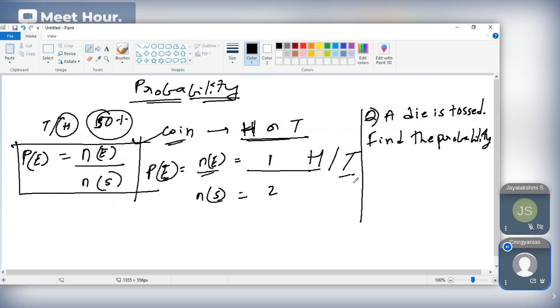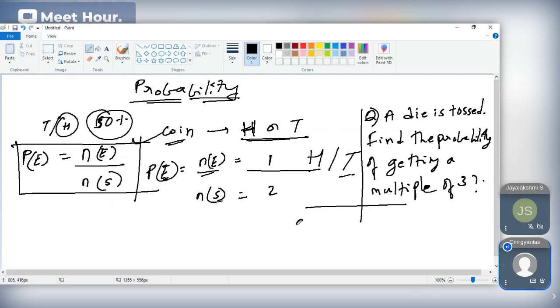Find the probability of getting a multiple of 3. Getting a multiple of 3. So what are the outcomes? In this, what is S? S is the total. So in a die, 1, 2, 3, 4, 5, 6. S1 is 2.